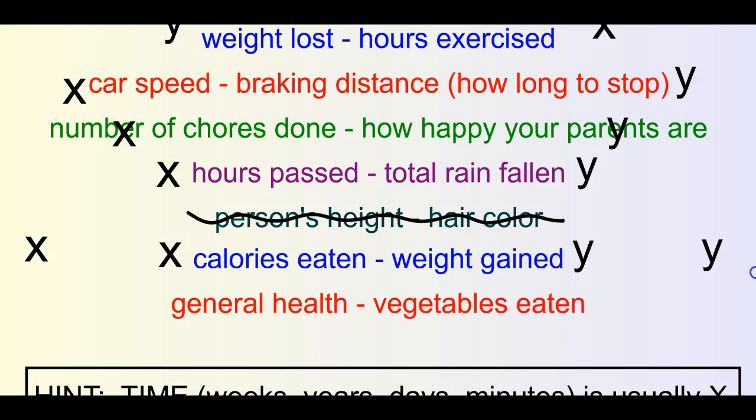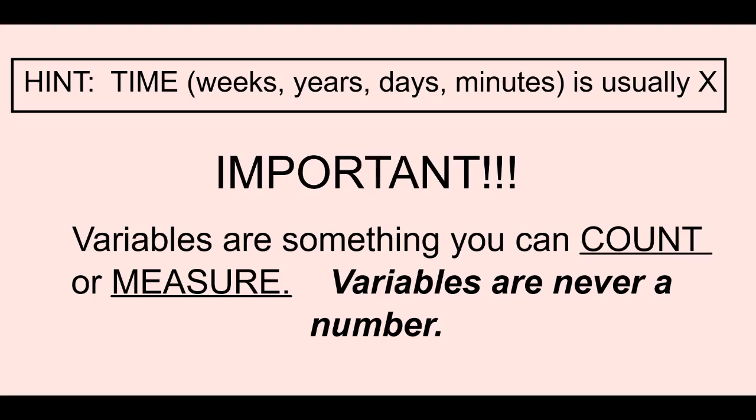And then general health and vegetables eaten. You control how many vegetables you eat. General health would be the overall result or the outcome of that. So general health depends on how many vegetables you eat. We're going to be looking at a lot of different story problems, and you need to determine which is the X and which is the Y, which is the independent or dependent variable.